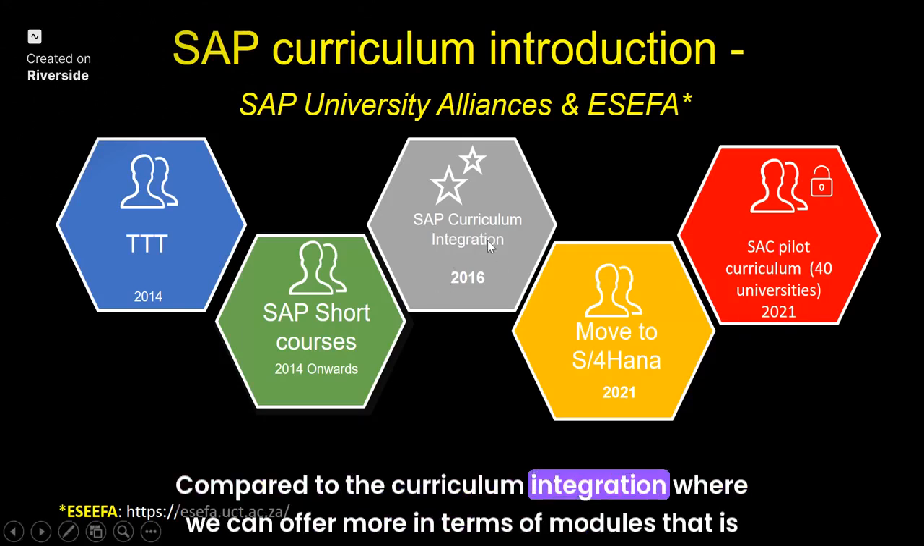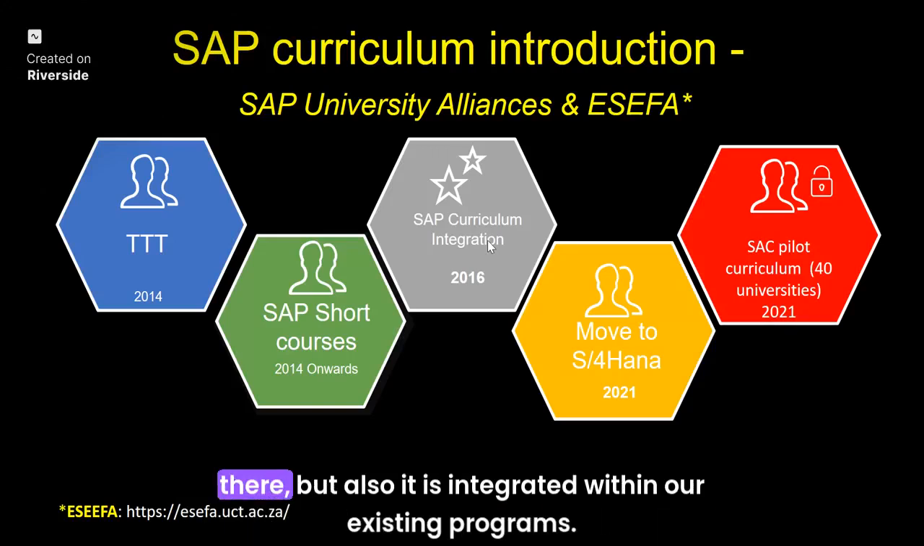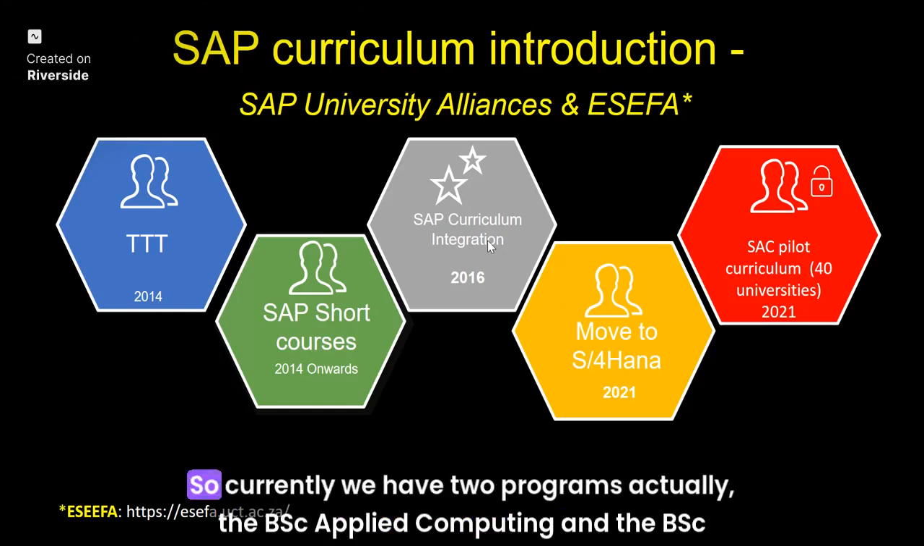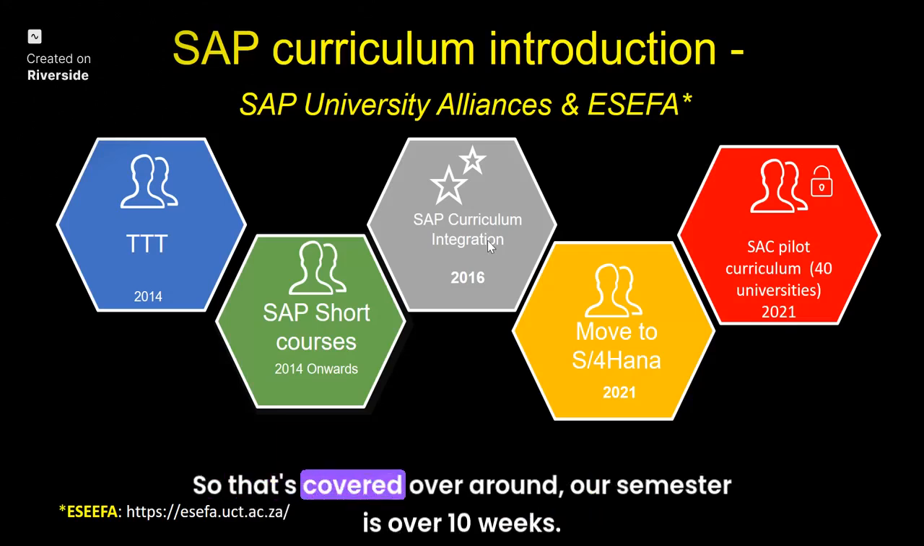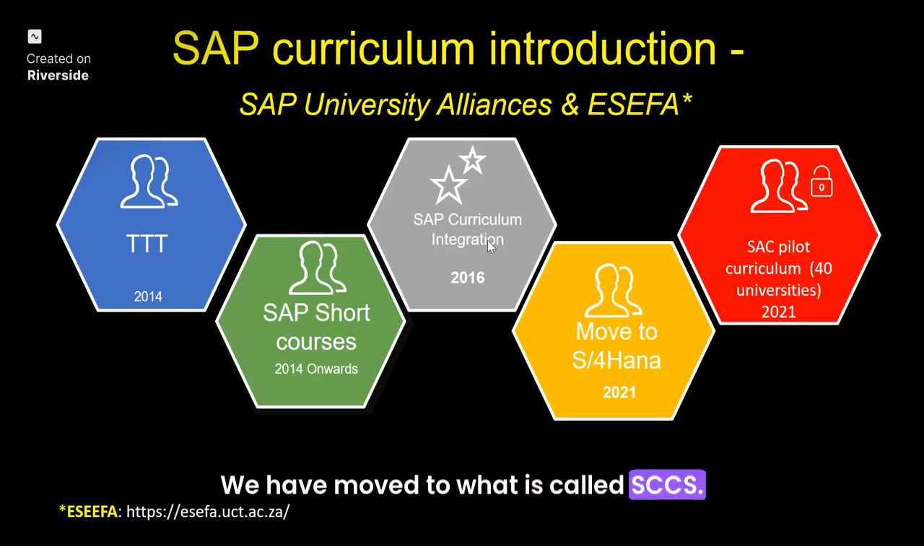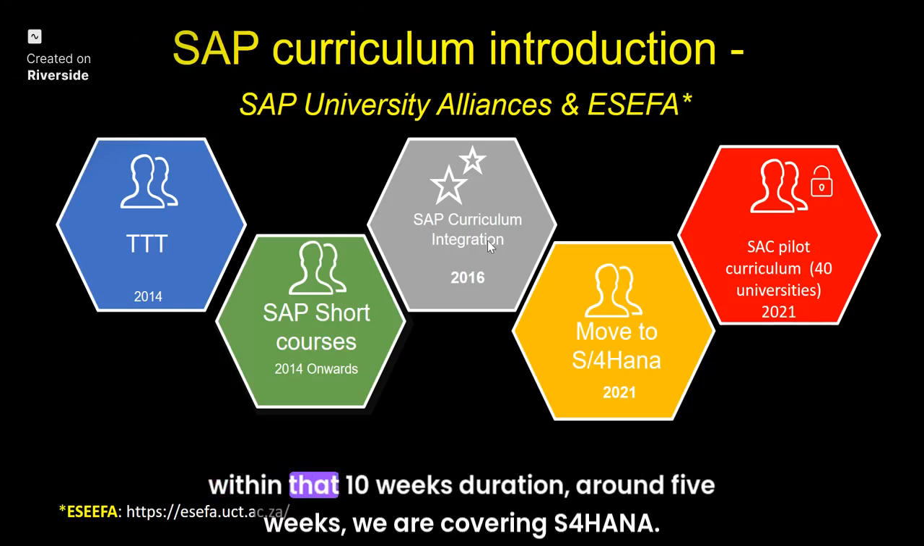Compared to that, with the curriculum integration, we can offer more in terms of modules, but it is also integrated within our existing programs. Currently we have 2 programs, the BSc Applied Computing and the BSc Information Systems, whereby we have SAP S/4HANA integrated in the curriculum. Our semester is over 10 weeks. We have moved to what is called SCCS. Within that 10 weeks duration, around 5 weeks we are covering S/4HANA.